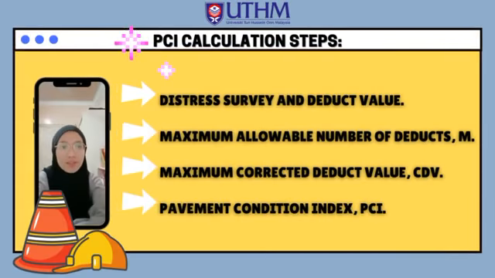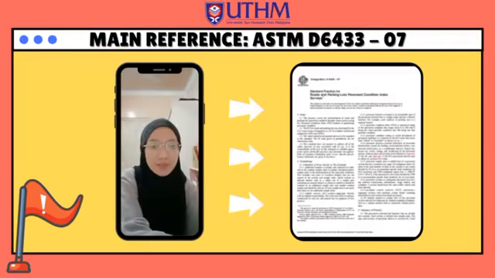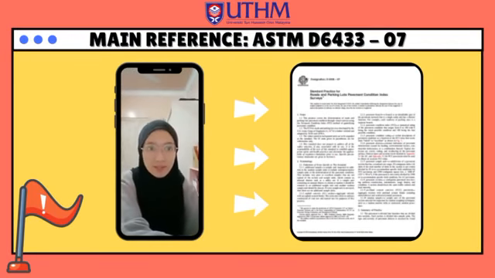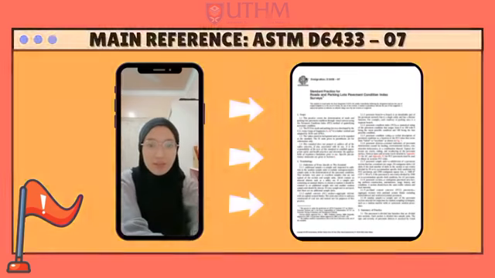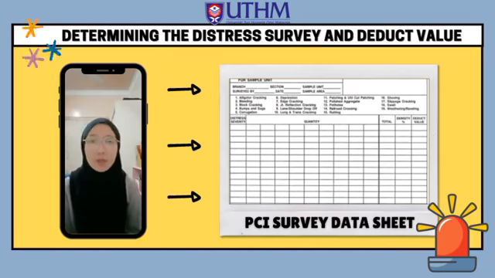There are 4 primary steps in achieving the PCI value. The first one is determining the distress value and deduct value. The second one is determining the maximum allowable number of deducts, M. The third step is evaluating the maximum corrected deduct value, CDV. And the final step is estimating the Pavement Condition Index, PCI. In order to obtain the PCI value, the main reference in this project will be the ASTM D6433-07.